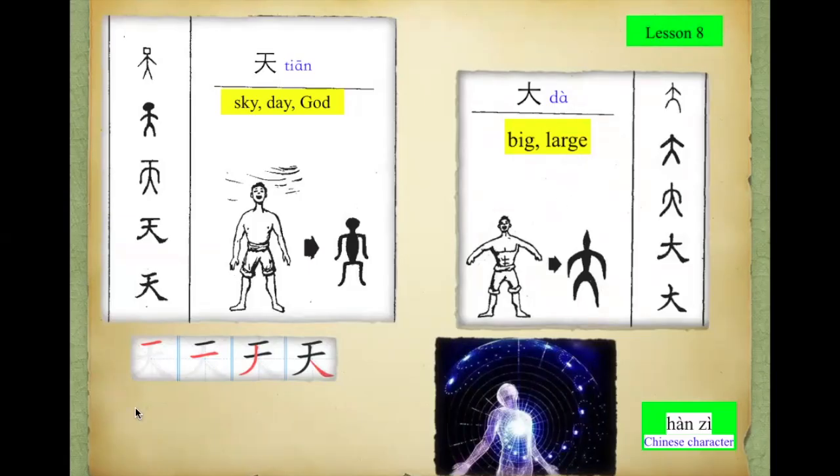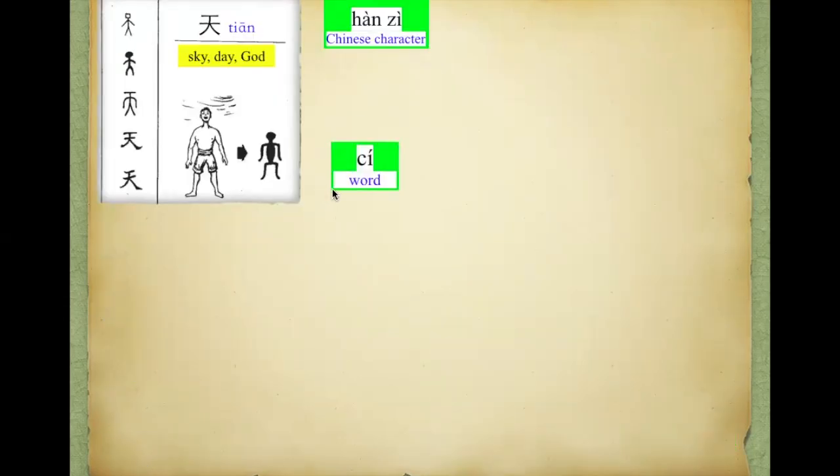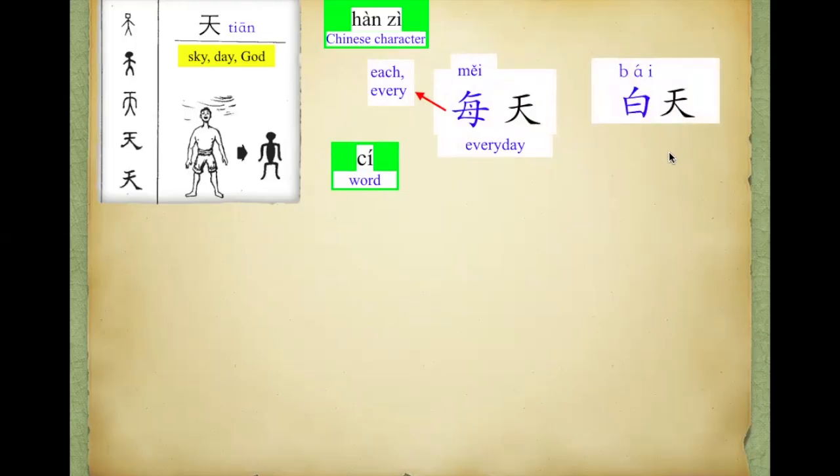Follow stroke orders by using your hands. Say with me. 天, 天, 天, 天. Now we're going to learn some 词 including 汉字天. 每天, 每 means each, every. 每天, every day. 白天, 白 means white. 白天, daytime or day.